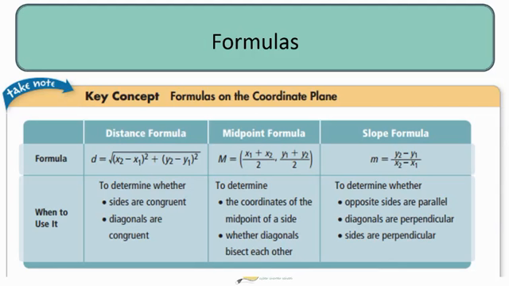The midpoint formula we can use to find the coordinates of the midpoints of a side and to see whether or not diagonals actually bisect each other, which are some properties of certain parallelograms and quadrilaterals. And last but not least, the slope formula, use it to see if opposite sides are parallel, to see if diagonals are perpendicular, and to see if sides are perpendicular. Because if sides are perpendicular, that means the angle they form is 90 degrees, or a right angle.